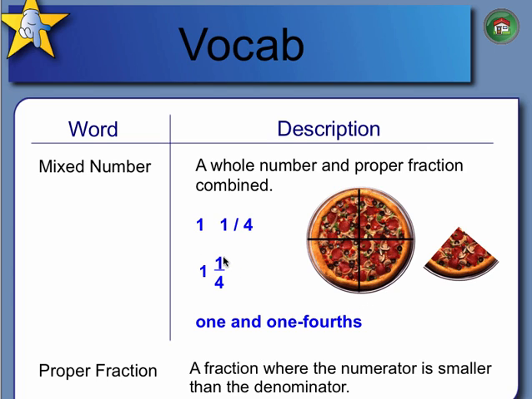A proper fraction, to remind you, is a fraction where the numerator is smaller than the denominator. Here we have a proper fraction. The 1/4 is proper because the numerator, the 1, is smaller than the denominator, the 4.